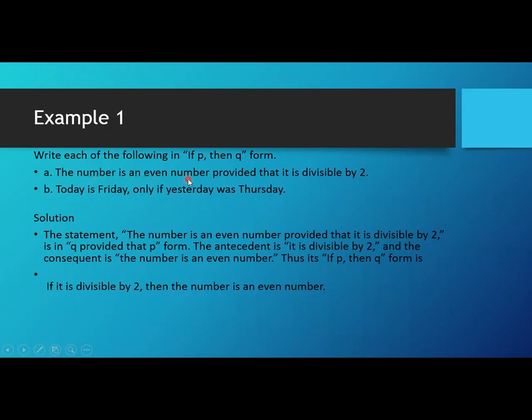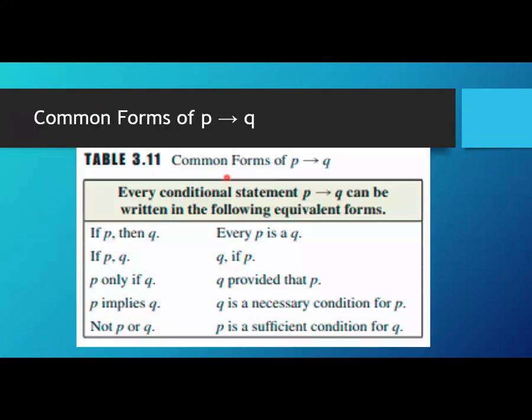So the number is an even number, this is our Q. It is divisible by 2, this is our P. So Q is our consequent and P is our antecedent. If we write this in if P then Q form, the answer is: if it is divisible by 2, then the number is an even number. Again, you need to familiarize the equivalent forms of the conditional statement given in this table.